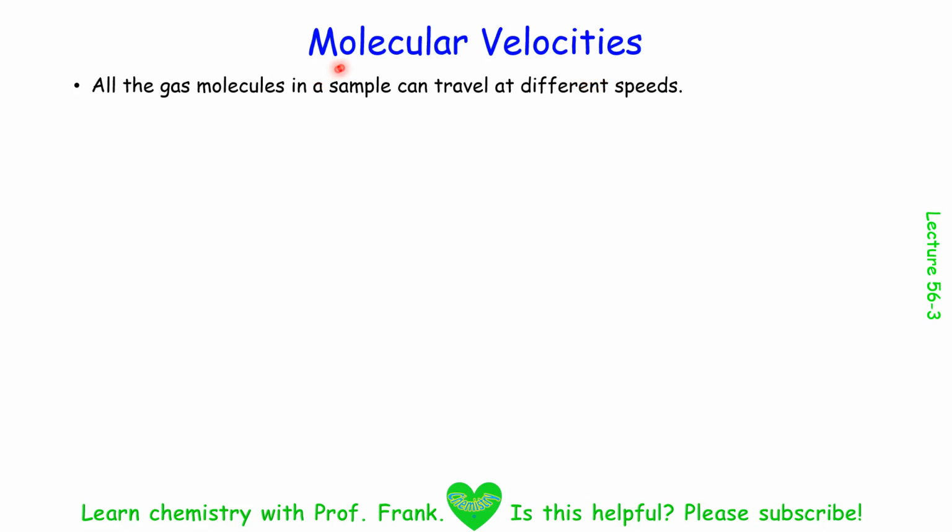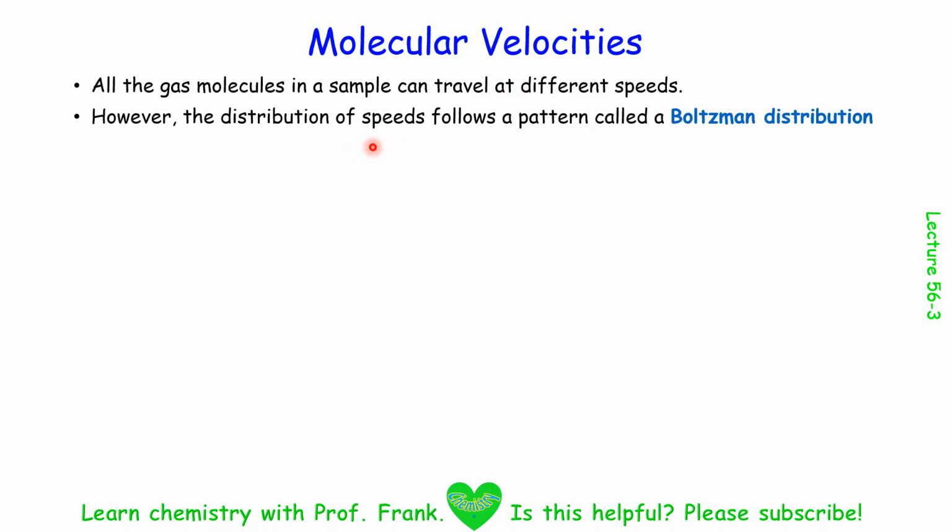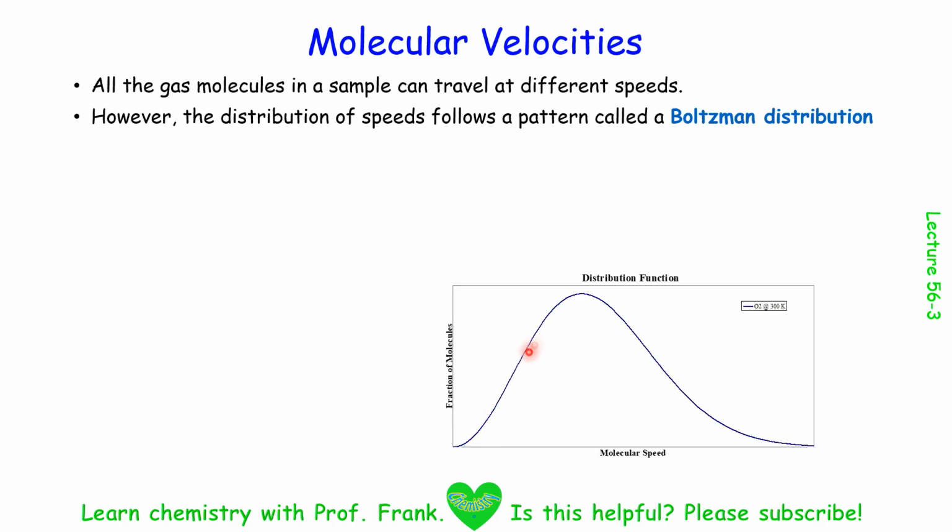Now let's concentrate on the velocity of gas particles. It should be pointed out that all gas particles in a sample can travel at different speeds. Therefore, the distribution of speed follows the Boltzmann distribution pattern. So a bell-shaped pattern. And this is the fraction of gas particles, and this is the speed or velocity of gas particles when they move, okay?